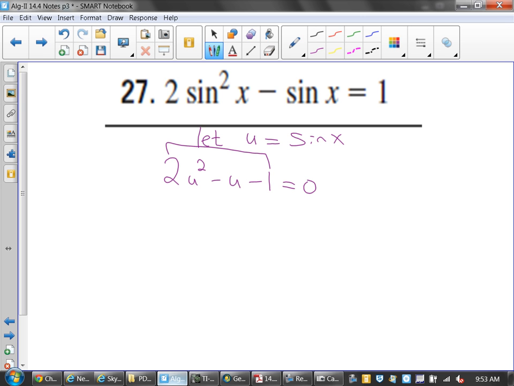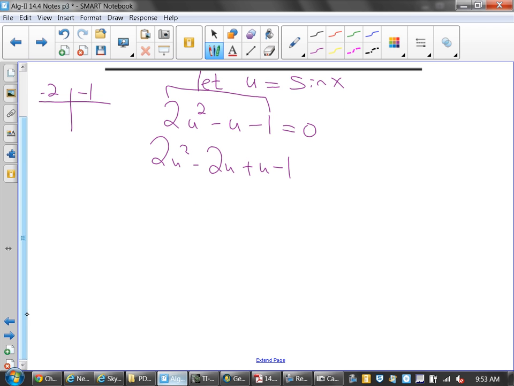So now I have 2 times negative 1. There's negative 2. Add together to get negative 1. What times what's negative 2, but you add them together to get negative 1? Negative 2, positive 1. 2u squared minus 2u plus u minus 1. And now I factor by grouping. Take out your GCF. So the two terms within the parentheses would be 2u plus 1 and u minus 1. That would be the factored form of that. We okay with that?